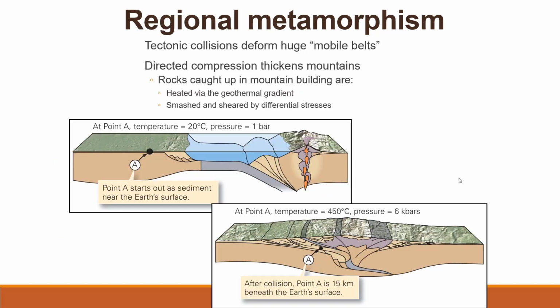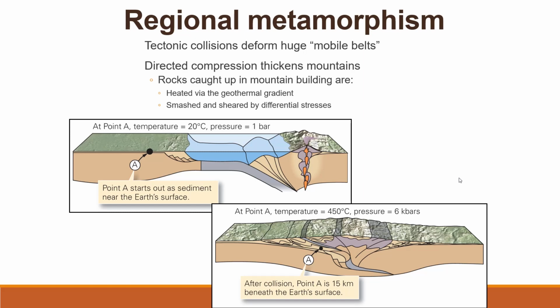Regional metamorphism is tectonic metamorphism. So this is where we have directed compression in mountain building events. So the rocks get caught up in the mountain building events when we have two plates coming together. So they're heated because of the geothermal gradient that they're being buried. They're also being smashed and smeared by differential stress, that they're just having these two plates pushing into each other. So this can form mobile belts that are hundreds to thousands of kilometers long.